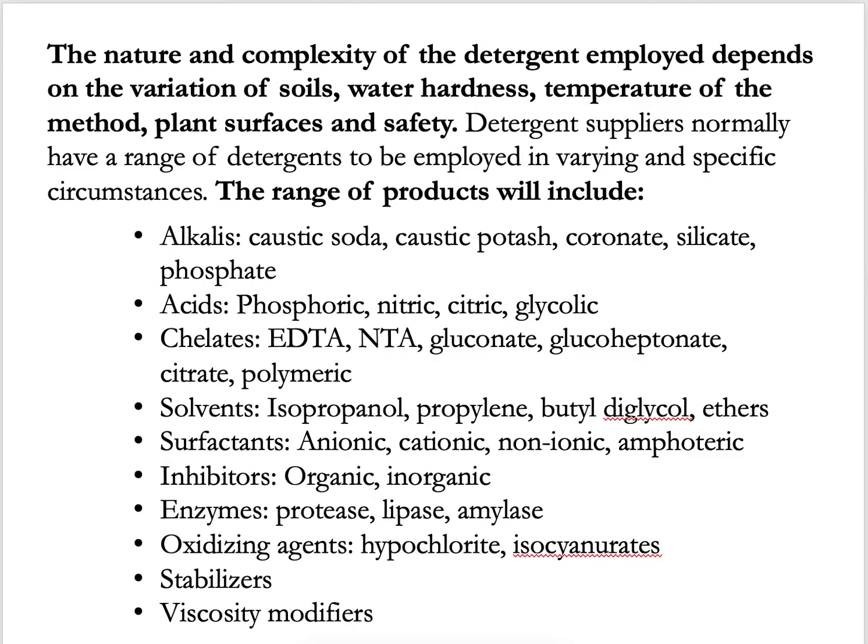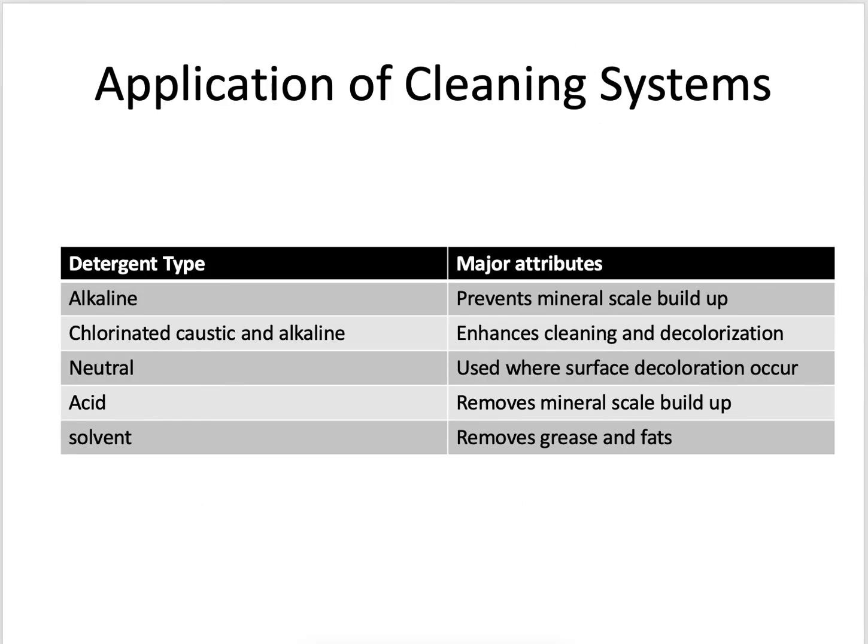Okay, and this table shows application of some of the detergents, not all that we have talked about here. For example, alkaline type detergents are mainly used to prevent mineral scale buildup; chlorinated, caustic, and alkaline ones enhance cleaning and decolorization. Neutral detergents are used where surface decoloration occurs. For example, you are using a detergent and it's decolorizing the surfaces. In that case, neutral detergents are a better choice. They will not discolor the surfaces of your workbench.